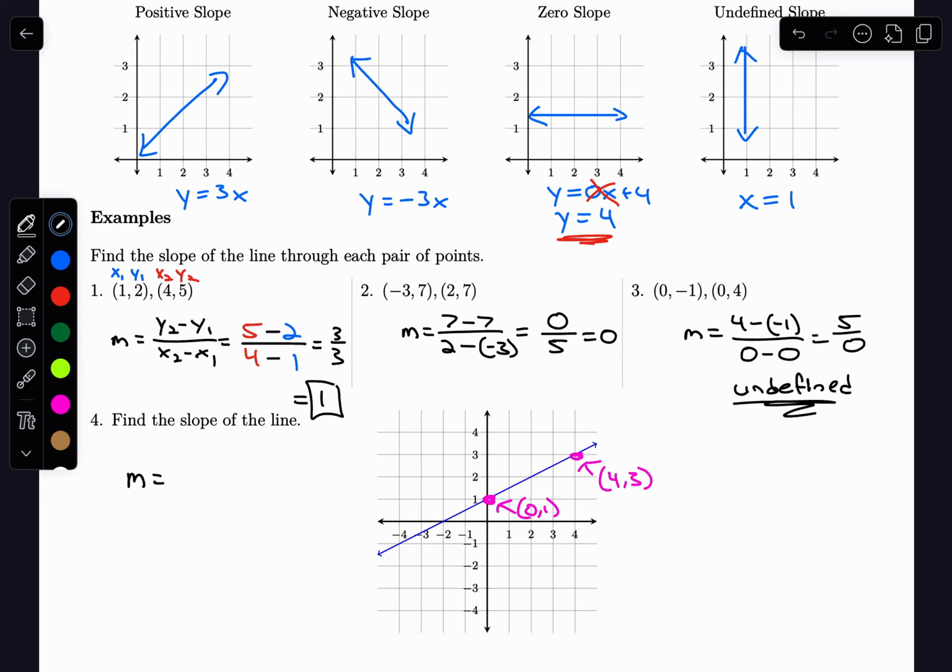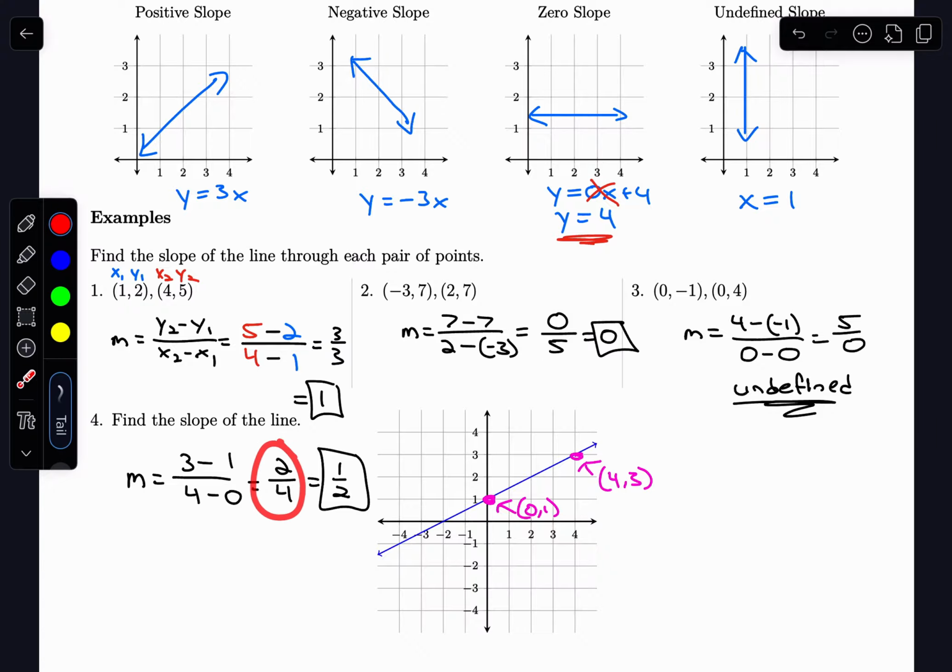y2. So my slope formula is going to do 3 minus 1 over 4 minus 0. This comes out to 2 over 4, which is 1/2. And so the slope of my line here is just 1 over 2, 1/2. Now I want to point out something real quick, that I got 2 over 4 and then I called it 1 over 2. Those are equivalent fractions.